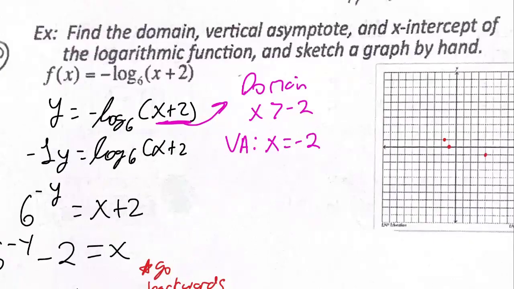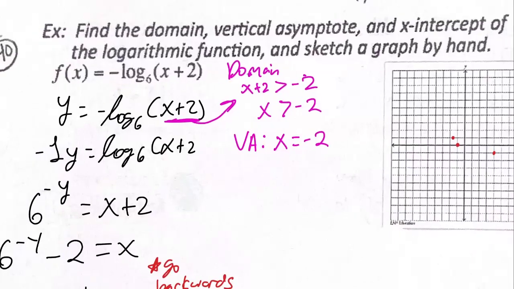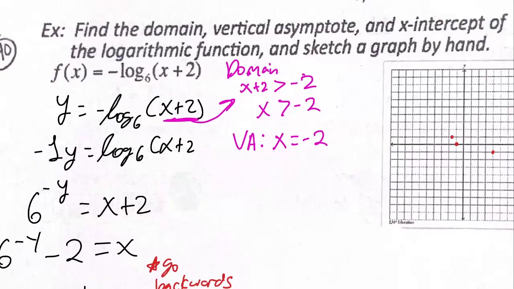If you remember from transformations, that x plus 2 means I'm shifting my graph to the left 2 units. So that's pretty much the exact same thing. Let me fix this. x plus 2 greater than 0. So I subtract 2, so x is greater than -2 as my domain. And I have an asymptote at x equal to -2.